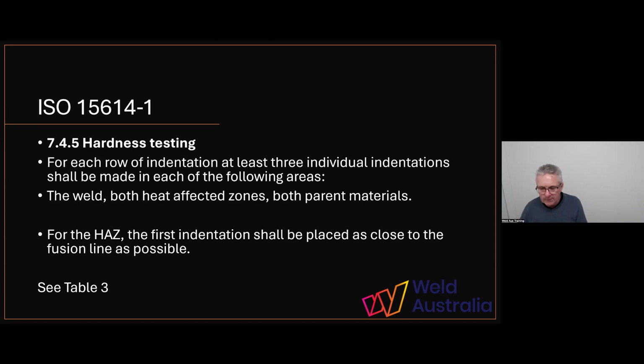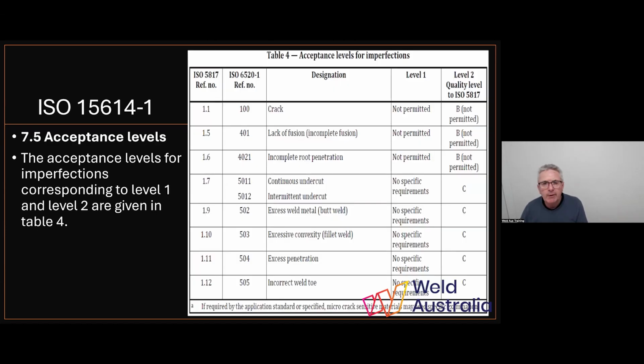Section 7.5, we've got our acceptance levels. So what you'll see there on table 4, you do have a table 3, which is your hardness values. So what we would do there, if we've done hardness tests and we've seen the report, we just got to make sure that the hardness values line up with what the table says.